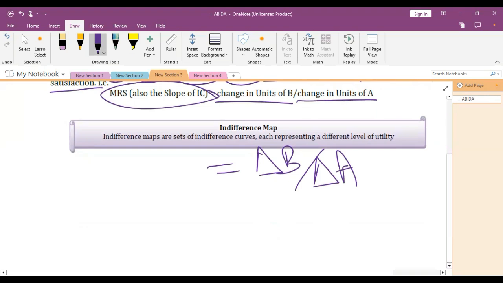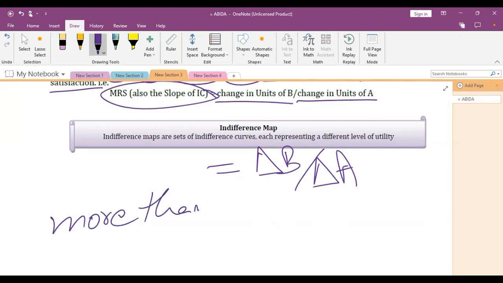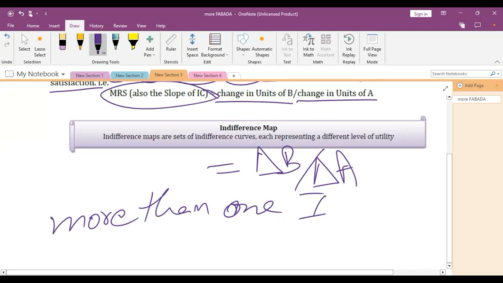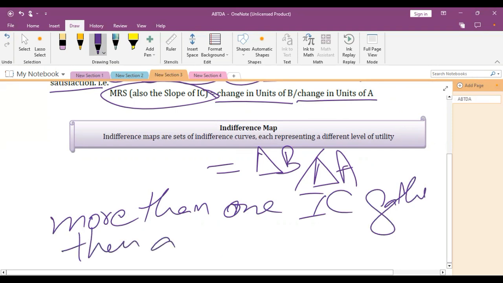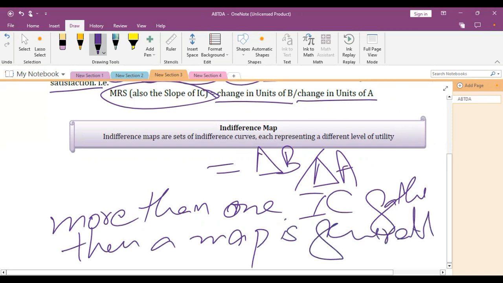Similarly, when more than one IC gathers, then a map is generated. Such a map is called an Indifference Map.